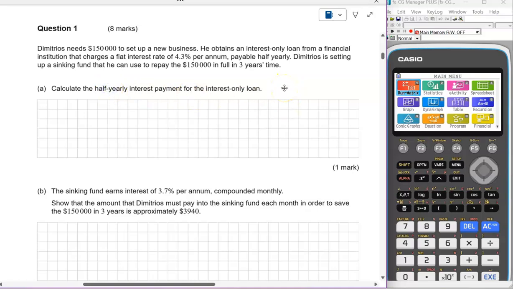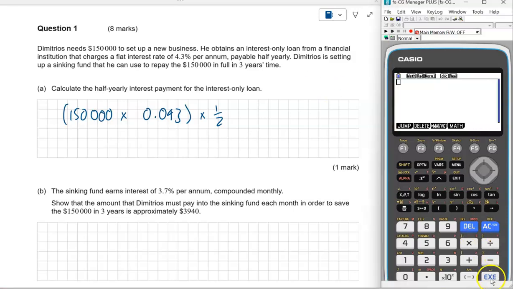So here we are just working out 4.3% of $150,000. That's how much interest he would have to pay every year. To work out the half-yearly interest payments, we just divide that by 2. So here we're just looking at doing $150,000 times by 0.043, and then multiplying that by half, or dividing it by 2, either way.